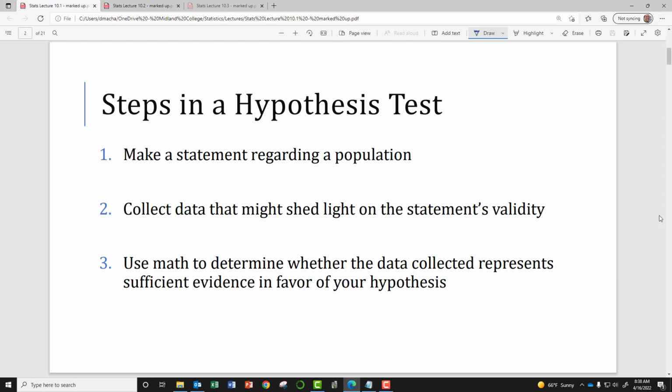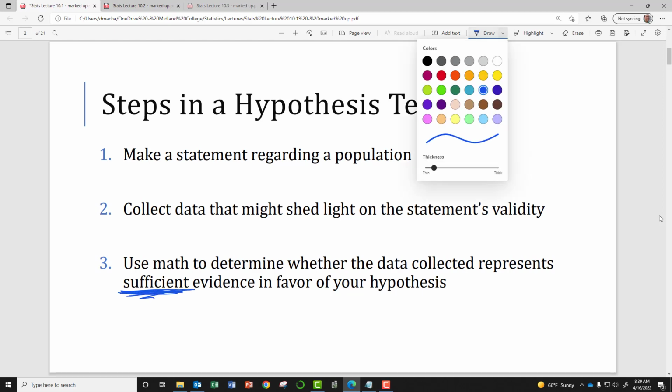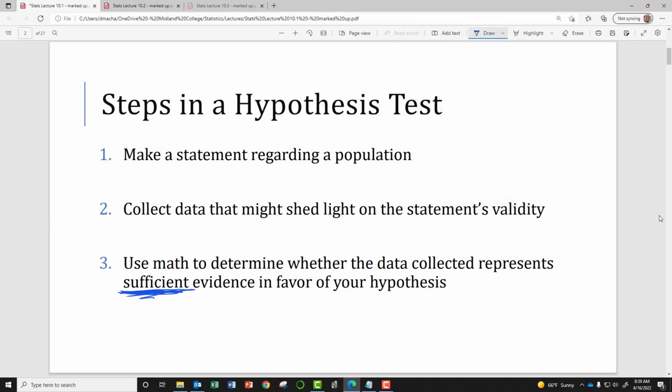Step number three, we're going to use math, which we're going to learn in a moment, to determine whether the data collected represents sufficient evidence in favor of your hypothesis. So this word sufficient certainly implies that it's possible to have some evidence in favor of your hypothesis and yet not have enough evidence. And so that's what we're going to see really throughout chapter 10 and throughout chapter 11. It'll be a process of learning all of the math tools that we need to evaluate whether we have sufficient evidence.